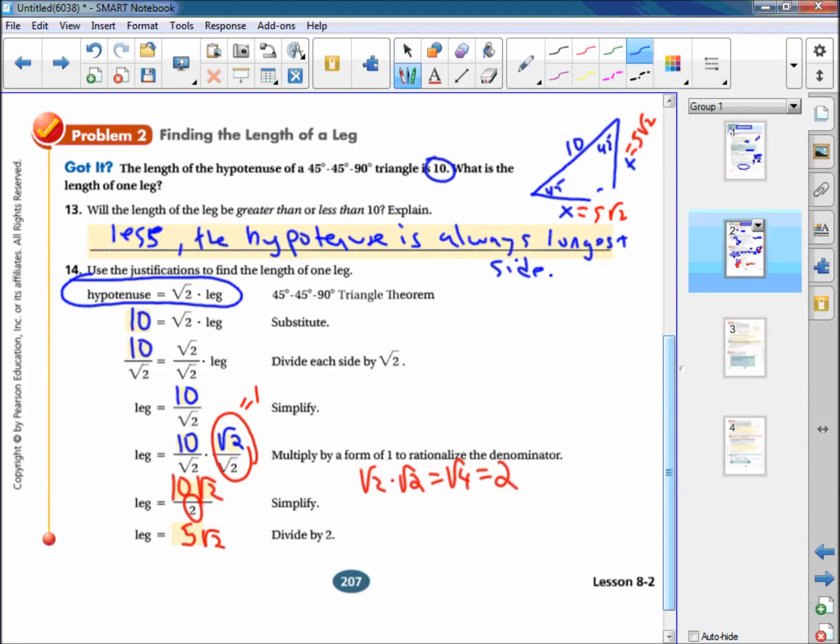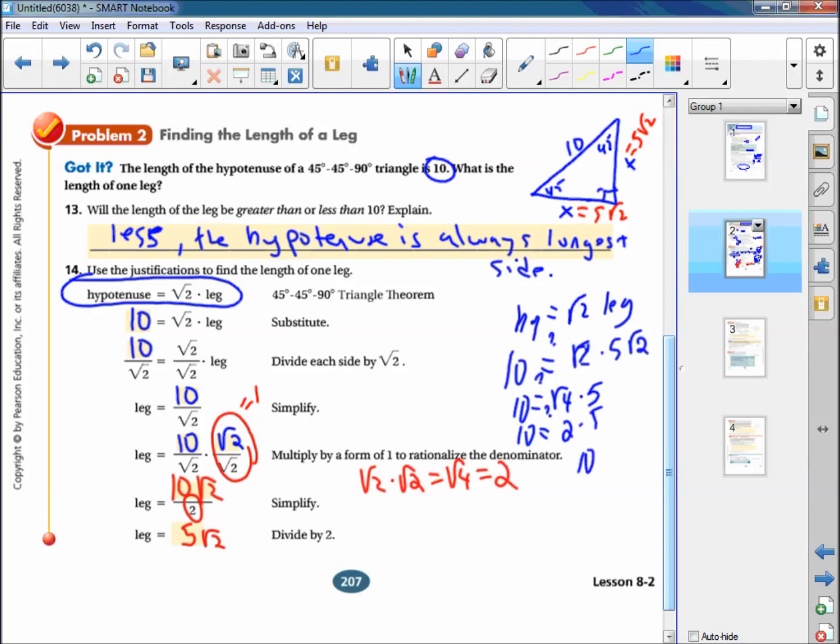Okay, so now we know our formula. The hypotenuse is equal to the square root of 2 times the leg, right? So our hypotenuse, which is 10 on one side, is it equal to the square root of 2 times 5 square root of 2? There's still 10 over here. And on that side, we have square root of 2 times square root of 2, so that's square root of 4 times 5. The square root of 4 is 2, so 2 times 5 works out perfectly and shows that it does work when we check it.